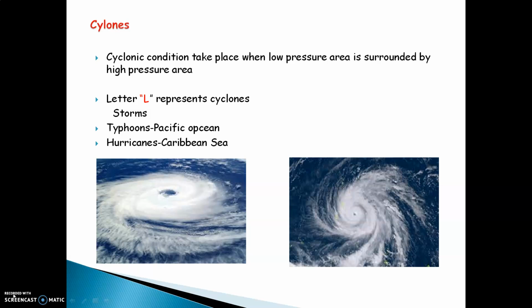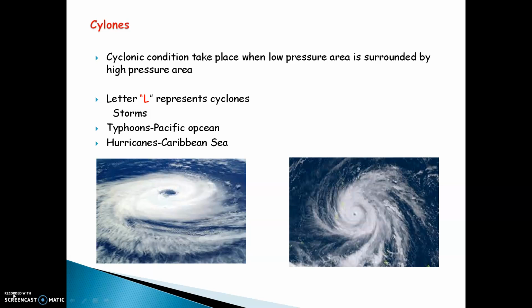Cyclones. Cyclonic conditions take place when a low pressure area is surrounded by high pressure. On the weather maps, the center of a cyclone is represented by the letter L. You can see in the picture the water is moving in a circular motion. That is called a cyclone. The water in the sea or in the ocean moves with strong pressure in a circular motion. That is called a cyclone. The letter used to represent a cyclone is the alphabet L.